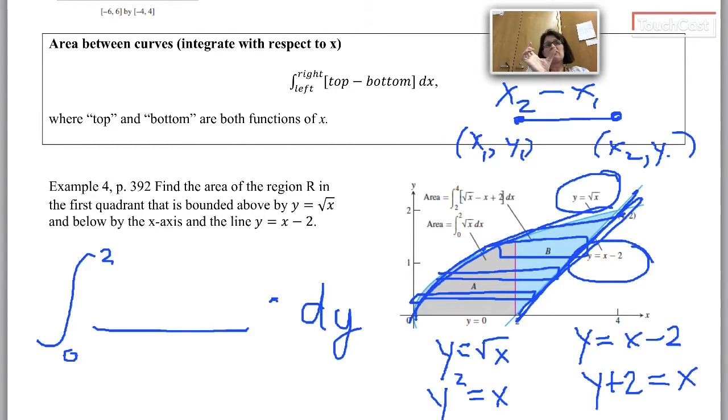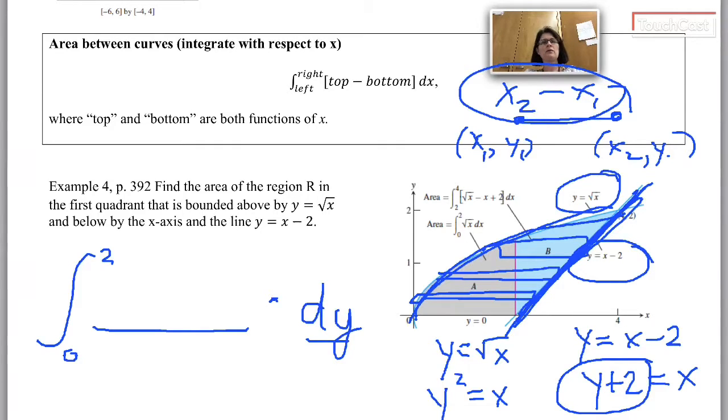I need to write an expression for, in this case, more like the length of each rectangle, right? And then multiplied by the width, and I decided the width is going to be a small change in y. And we said up here, what I want to do is subtract the right x minus the left x. So the right-hand edge of every rectangle was this y equals x minus 2 curve, but I have to rewrite that in terms of x. So I get y plus 2.